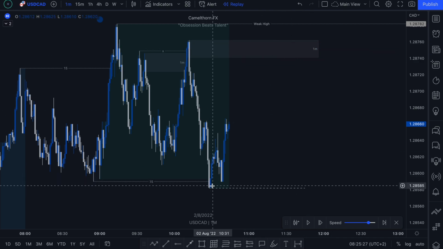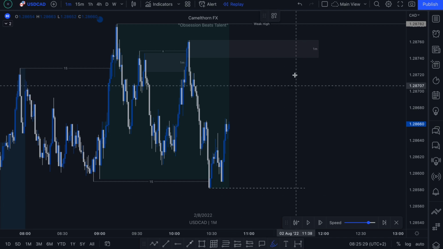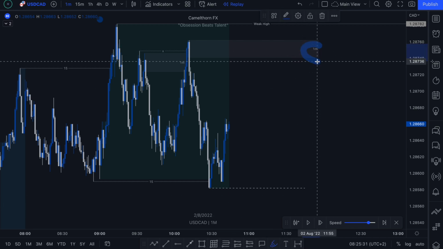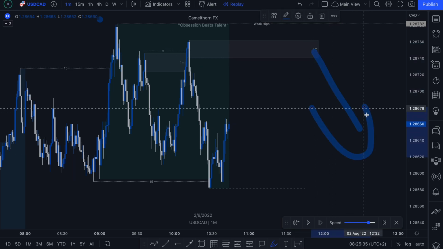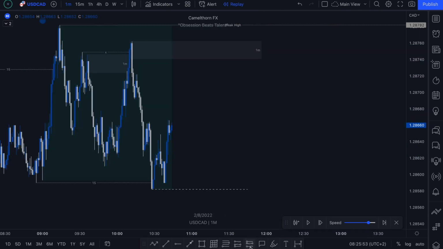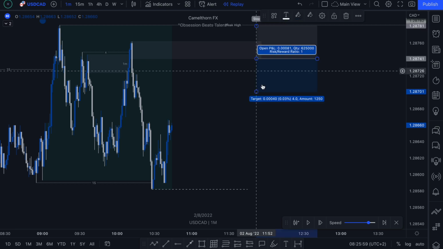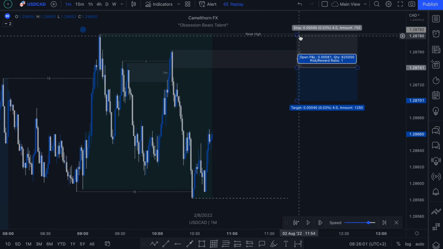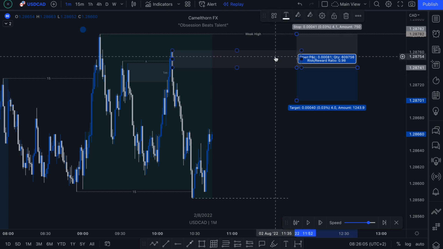So now what we can look for, because we've identified the zone where our 15-minute change of character has originated from, we can look for price action to trade into this particular zone. And if we get a mitigation here, we can look to trade lower. So at this point, after we've seen this change of character break and we've identified the origin of that, we can look to trade the open of this particular zone.